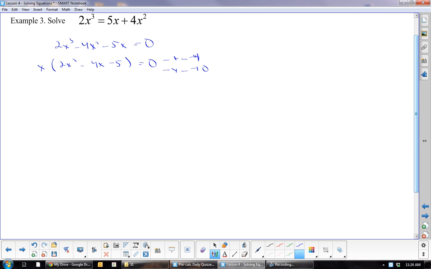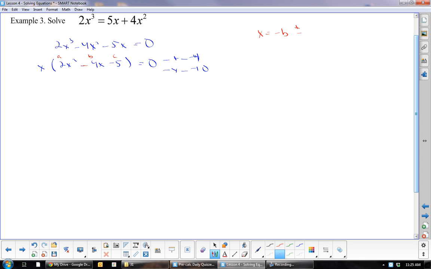There are 2 numbers, but they're not nice, right? You wouldn't be able to do it by guessing. So that's where we're going to use our quadratic formula. I find it nice to label everything. Just remember the negative 4 is my B, and the negative 5 is my C. We haven't used it yet this year, so let's just write it down. It is on your formula sheet.